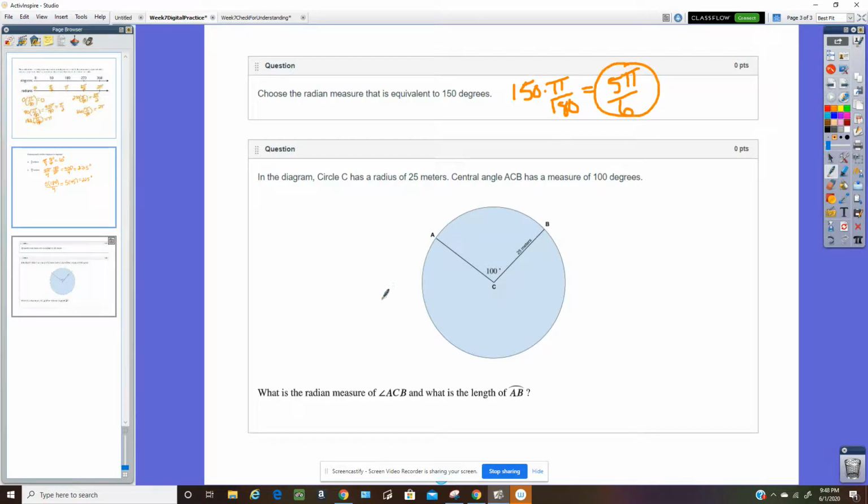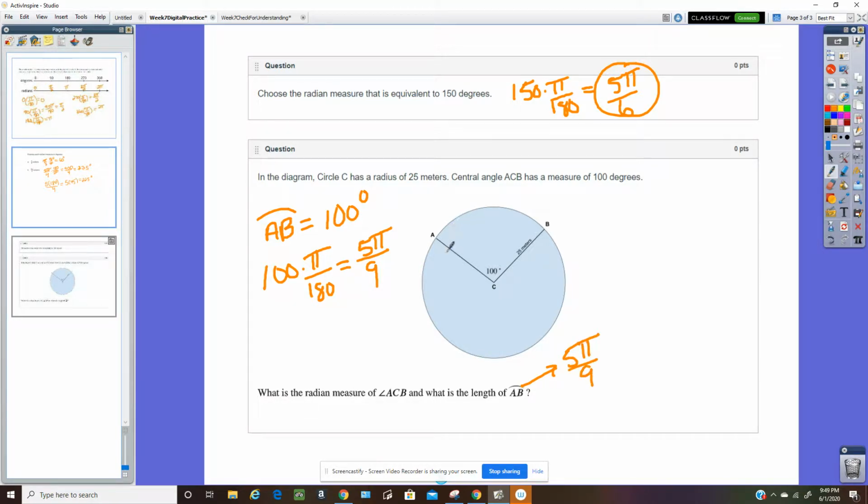And then if this is 100 degrees, then arc AB is also 100 degrees, as this is a central angle. So you have to change that to radians. 100 times pi over 180 is 5 pi over 9. So this is 5 pi over 9.